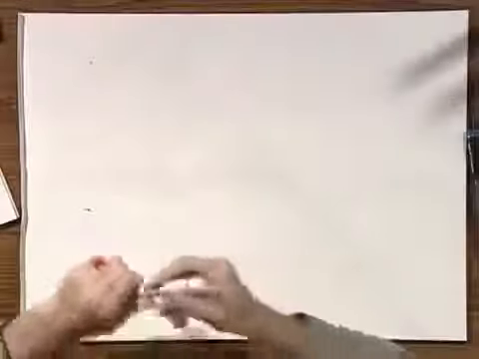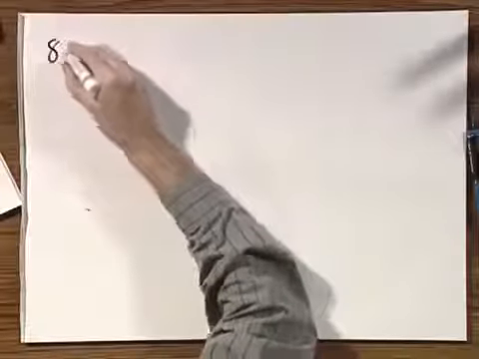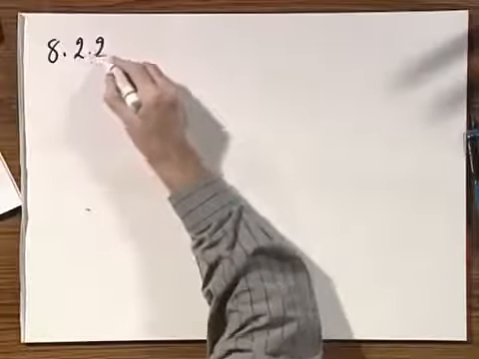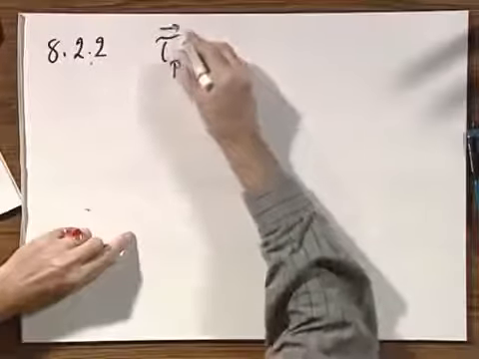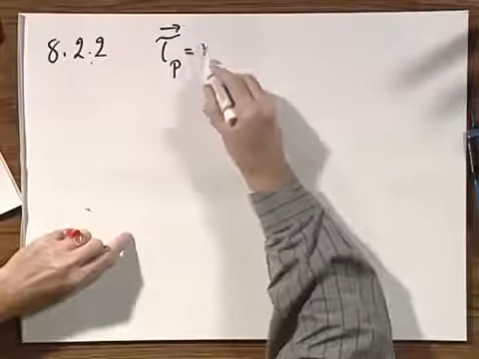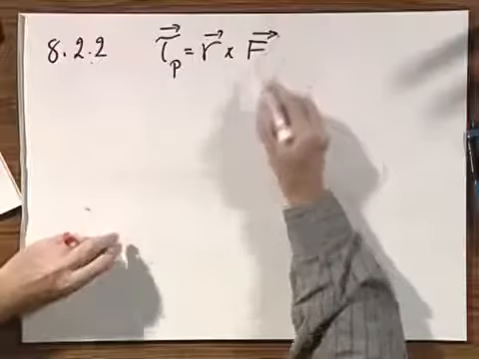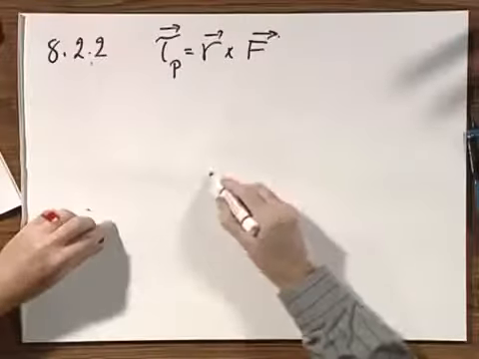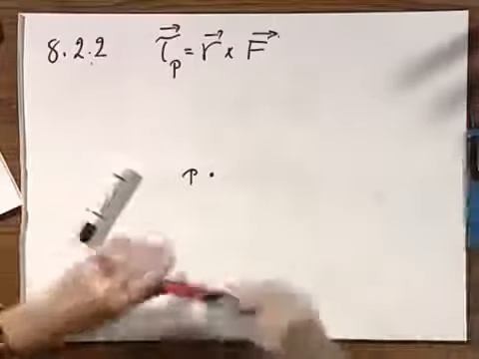So let's first start with problem 822 and discuss the general idea of torque. A torque is a vector and it is defined as r cross F. And I have to be a little bit more specific. A torque is always relative to a point.